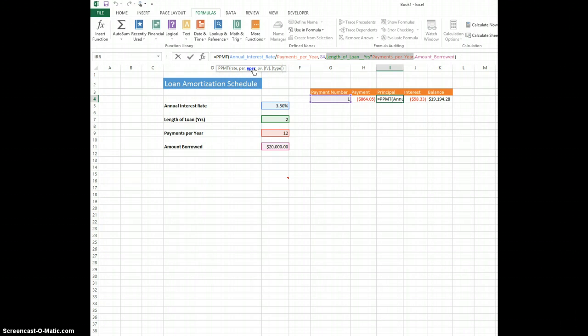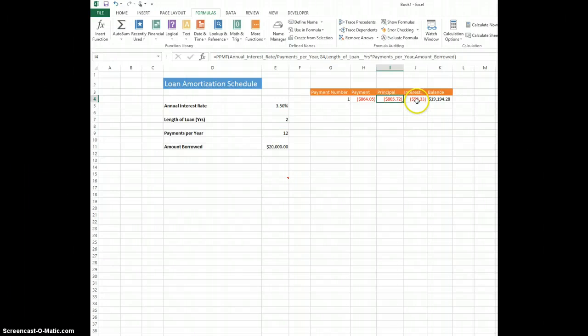Next, again, number of payments, which is the length of the loan in years multiplied by the number of payments per year. So it's going to be 24. And the last one is the amount borrowed. And those together will give you the principal.